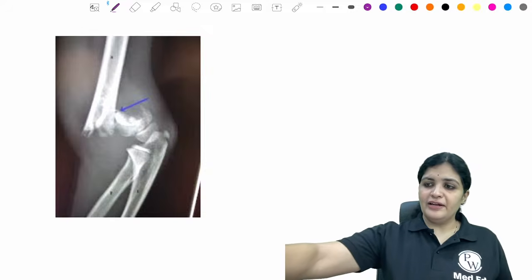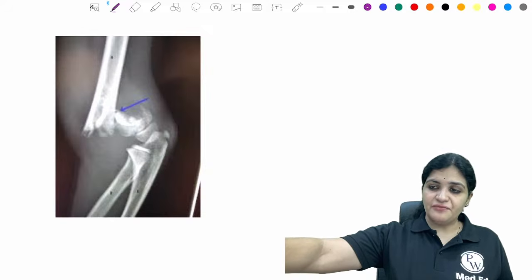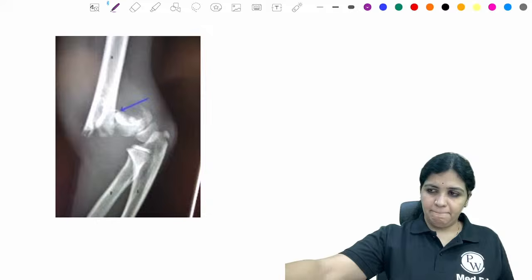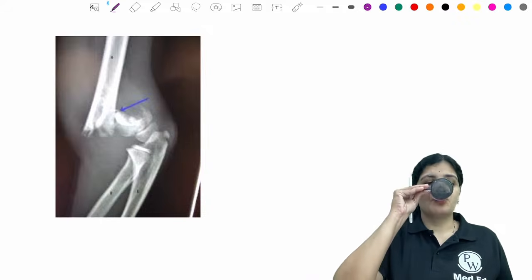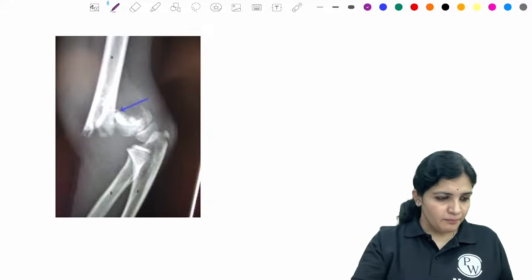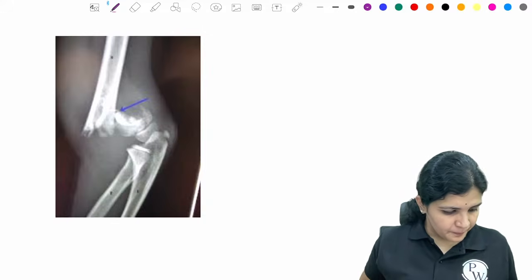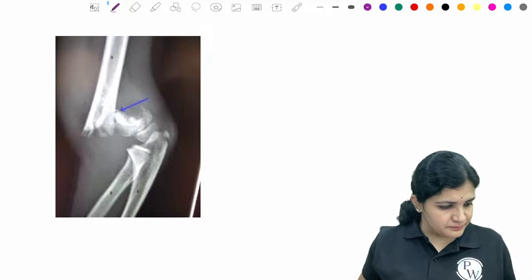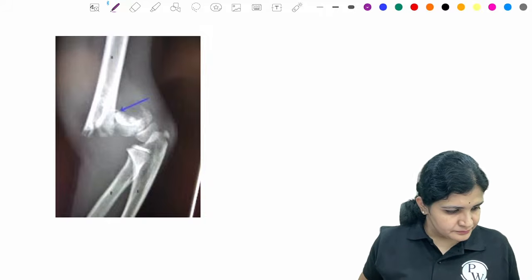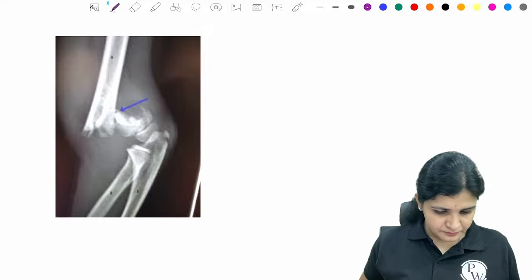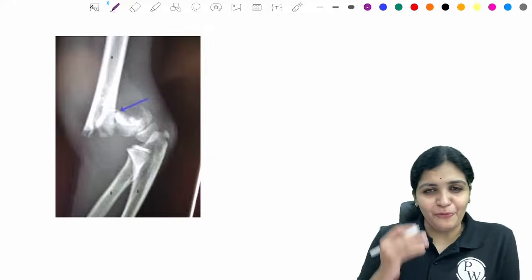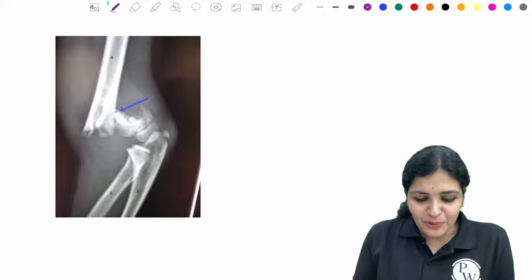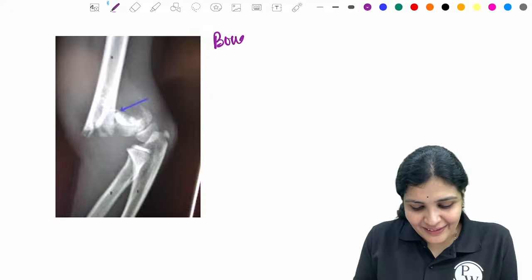Yes, I want you all to identify what type of fracture this is. Classify this fracture. Yes, very good. It is a displaced fracture. But before displaced or undisplaced, you have to name the bone.